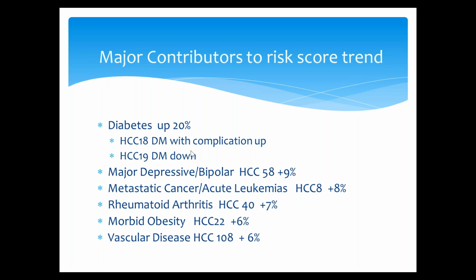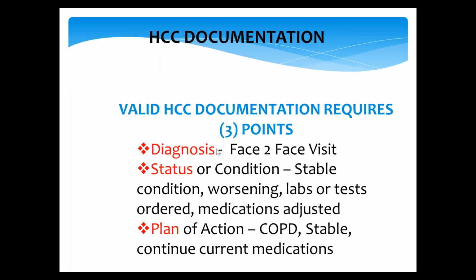And then major depression is up 9%. Metastatic cancer, rheumatoid arthritis, morbid obesity. Of course, now we're all calculating the BMIs and putting those on the code. So again, I'm not sure if the population is getting fatter or we're just kind of coding better, and same thing with vascular disease.